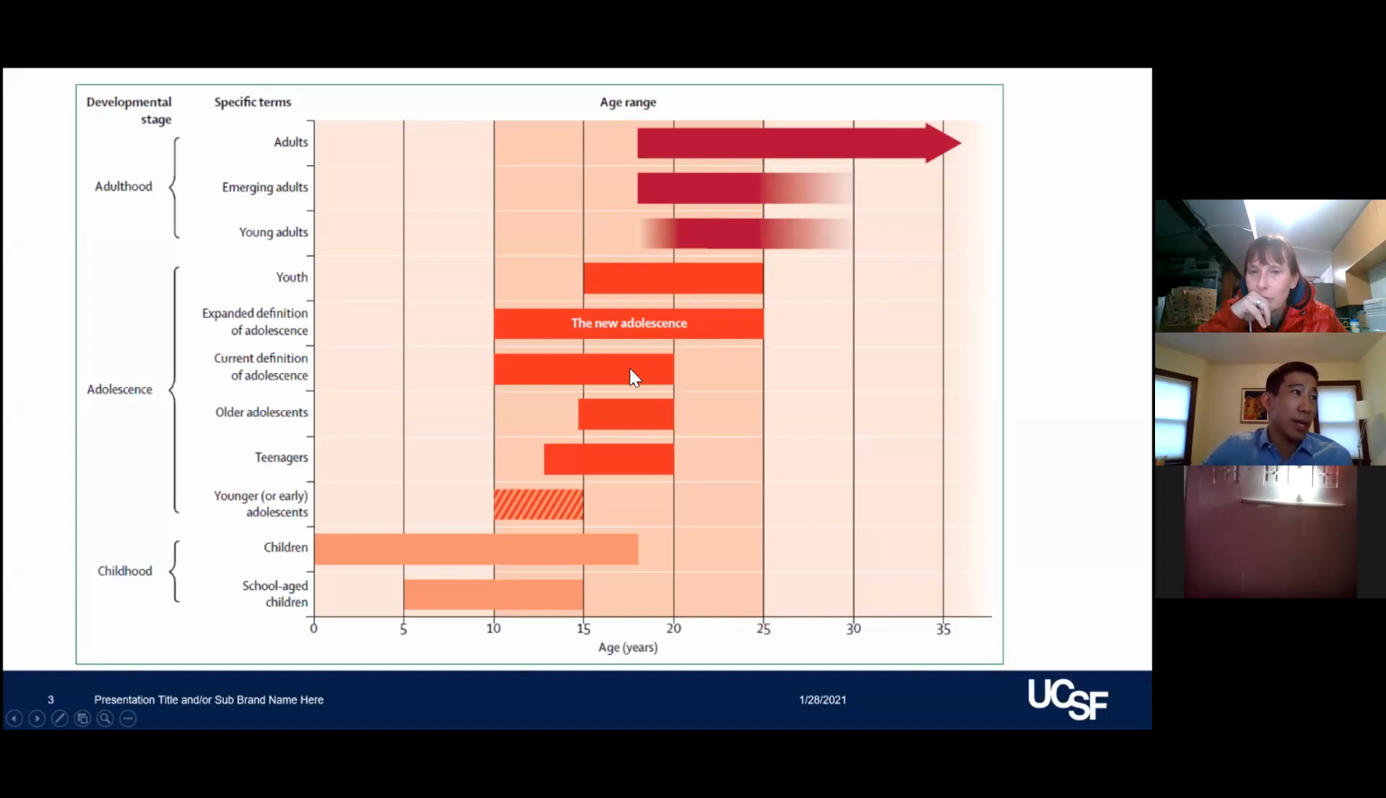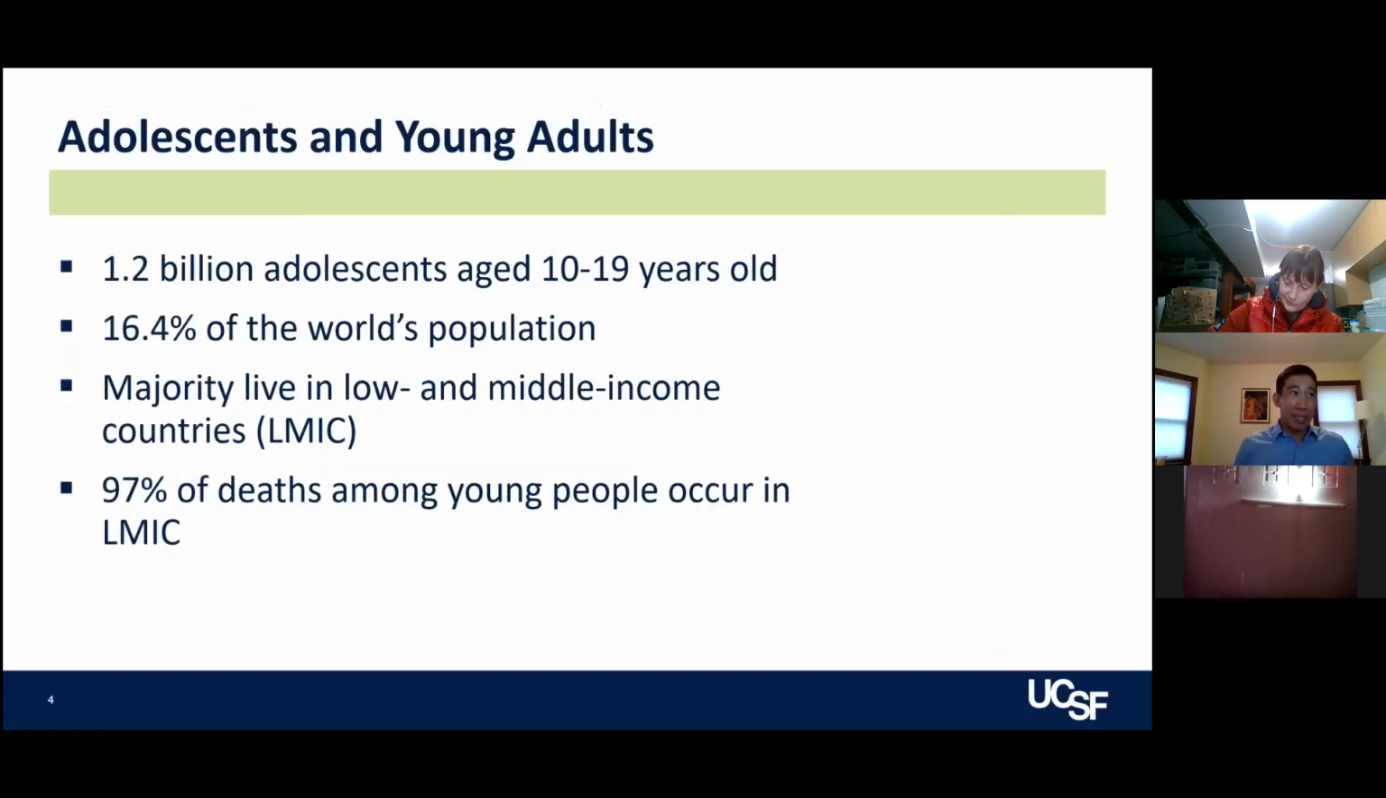So it does range quite a bit, but in general, youth is more like older adolescents, maybe starting around age 15 to 25. People also refer to older adolescents, around 15 to 20, or teenagers, 13 to 20. There's also young or early adolescents, 10 to 15. I thought this was a helpful graph to think about adolescence, because we use all these terms a lot and it's not super standardized. So that's just a brief introduction.